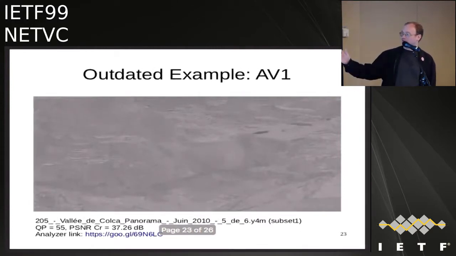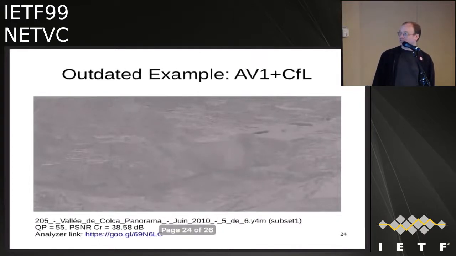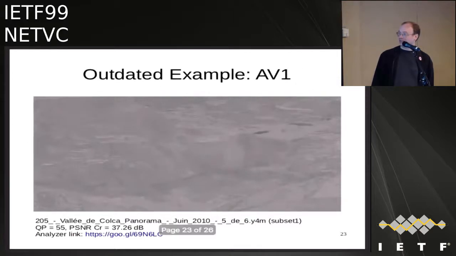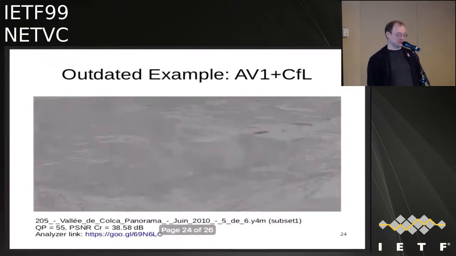So this is a picture of the Valle de Coca, which is basically a bunch of cliffs and a lake. It wasn't foggy, in fact. This is just one chroma plane, right? Yeah, this is just the CR plane. And in grayscale, not the actual chroma color that you're coding. Yes.